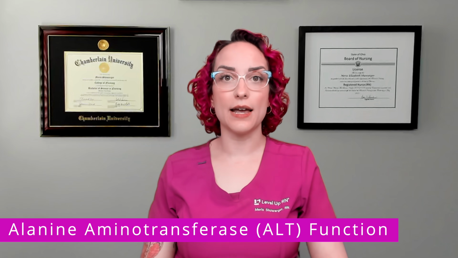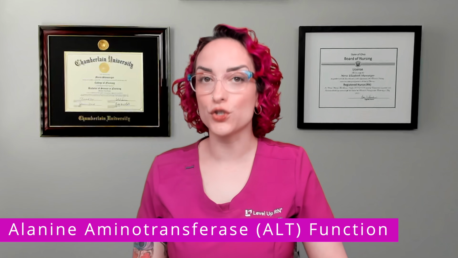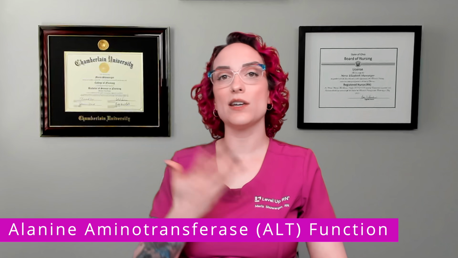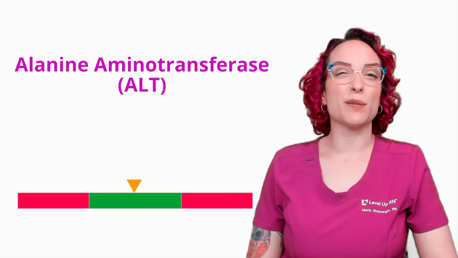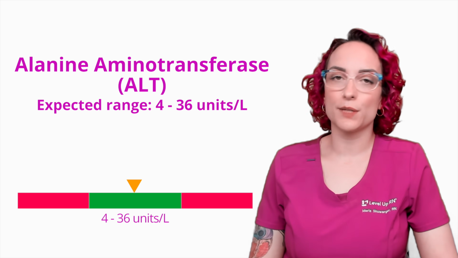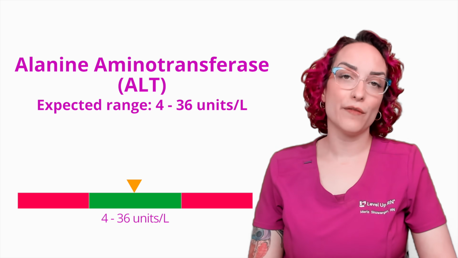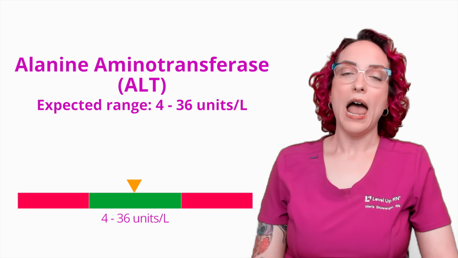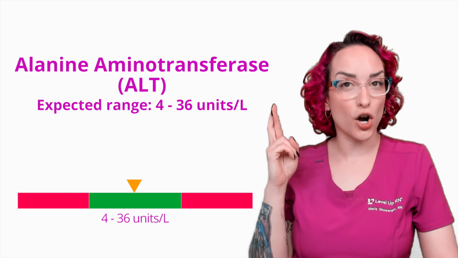So ALT, again, this is an enzyme that is produced by the liver, very important in metabolism, and it's only produced in the liver. So we are not going to see this anywhere else, and we're not going to see it elevated for any other reason than liver problems. So the expected range here is going to be 4 to 36 units per liter, very similar to the other one. And we do have a cool chicken hint here to help you remember the expected range for both since they are pretty similar.